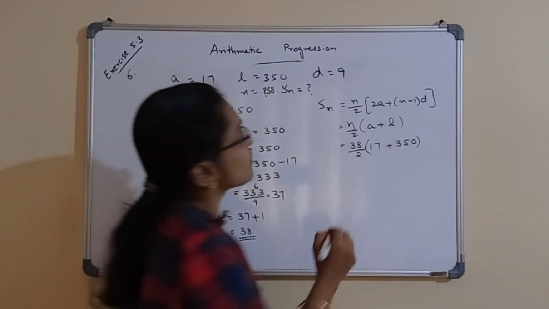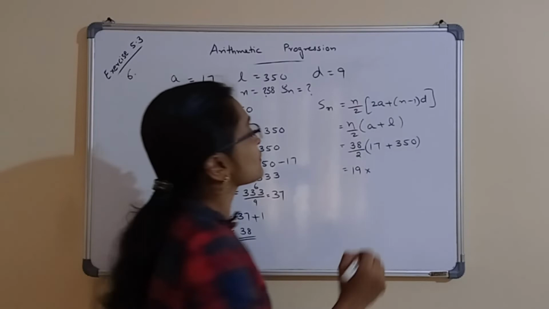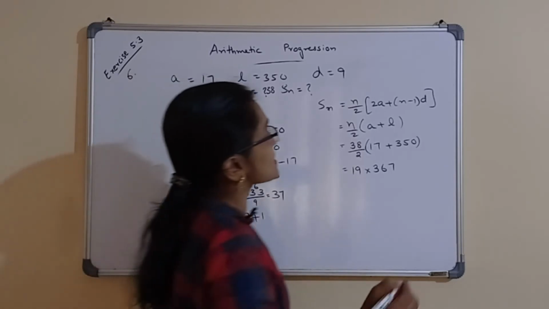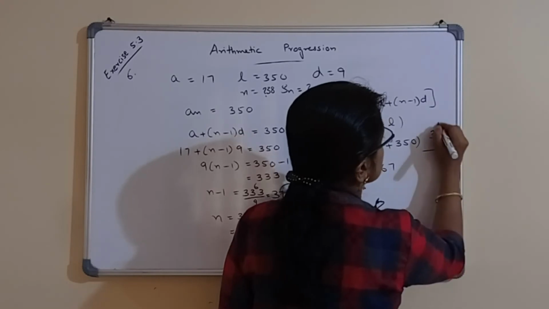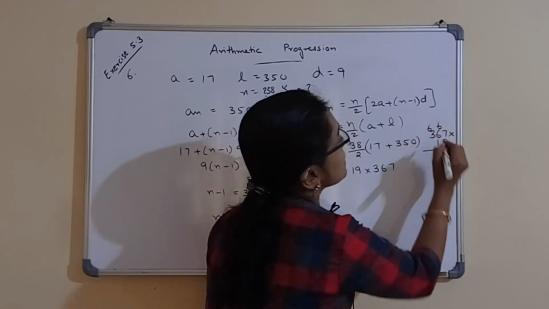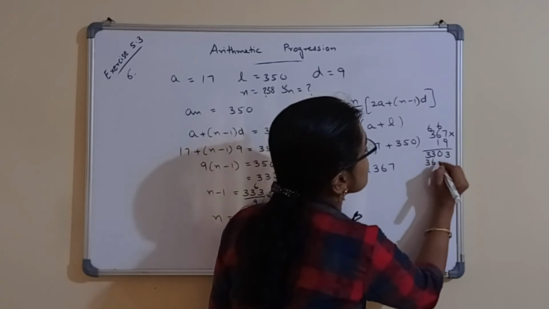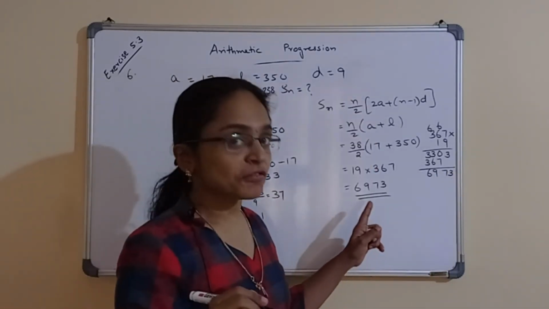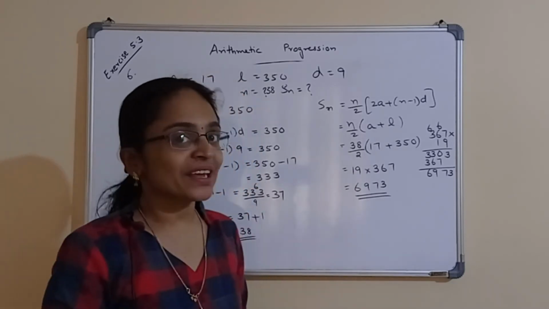And what is 38 by 2? It is 19. 19 into 17 plus 350, which is 367. So 19 into 367, and 367 into 19 is 7 nines are 63. 6 nines are 54 plus 6 is 60. 3 nines are 27 plus 6 is 33. Then 367. So we'll get 6973. So sum of 38 terms of this AP is 6973. Okay.